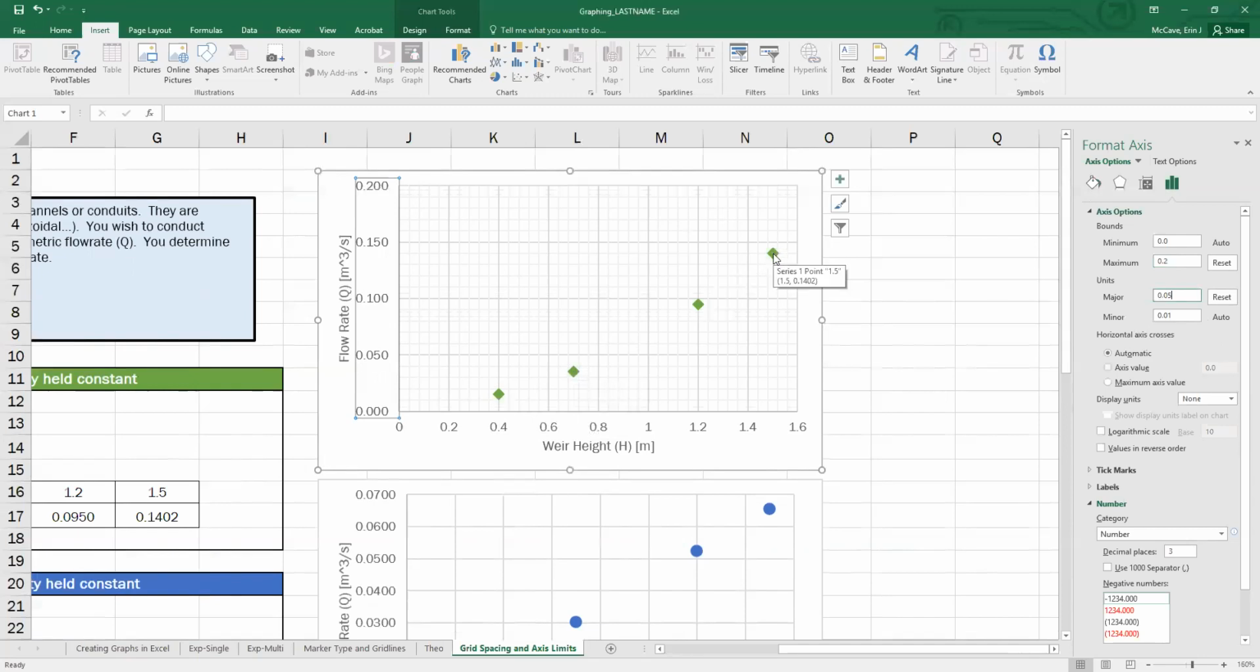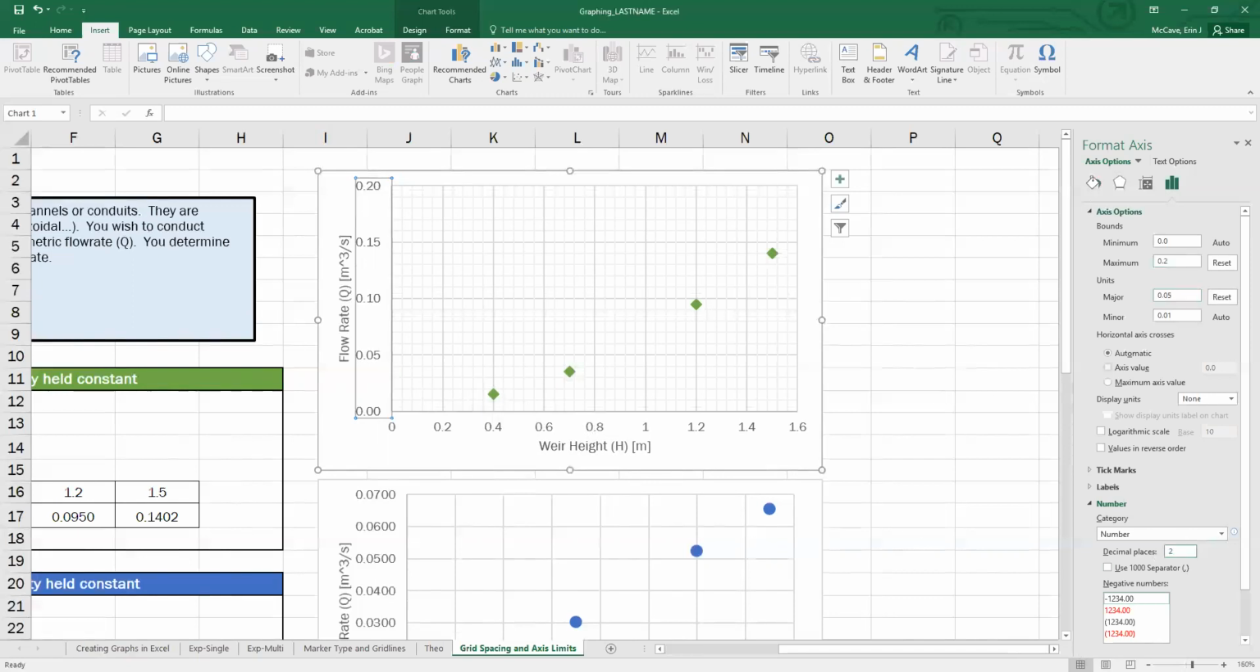So now it's very easy to interpret the data, looking at where the points fall. Here, for a weir height of 0.4 meters, you can interpret that this point is at 0.015, or pretty close to it, because it falls directly between my 0.02 and 0.01 increment. And again, now we can adjust our number to only have 2 decimal places on our ordinate axis, so it becomes very easy to read.